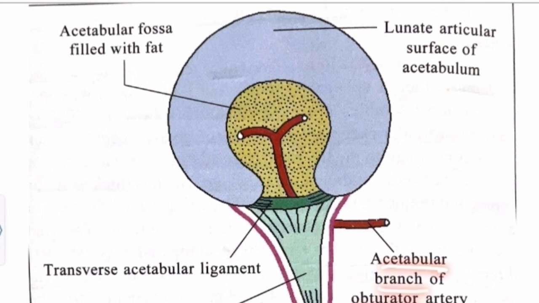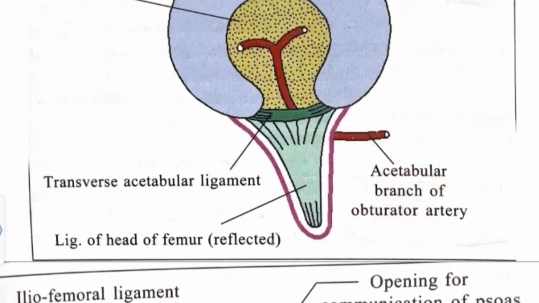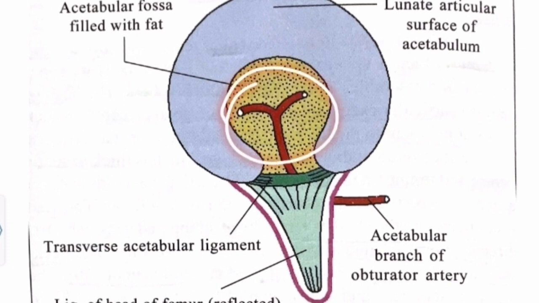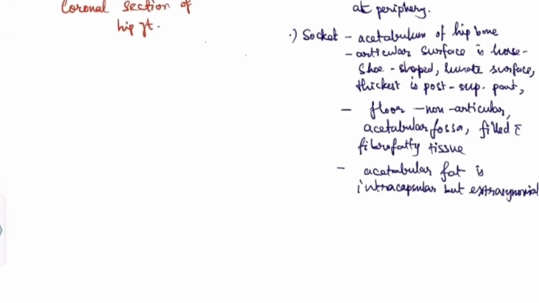You can see the acetabular branch of the artery coming here and dividing. We can bother about that a bit later, when we go through the clinical anatomy of fracture of the neck of femur. There is the transverse acetabular ligament and the ligament of the head of femur. These are the other ligaments which we will talk about shortly. So this part is the floor, which is non-articular and filled with fibrofatty tissue. Let's go back to our notes.